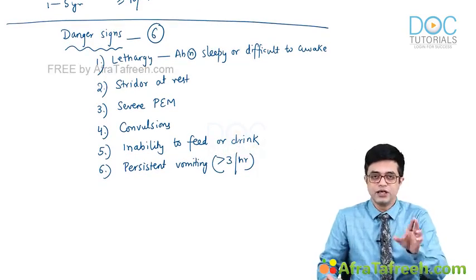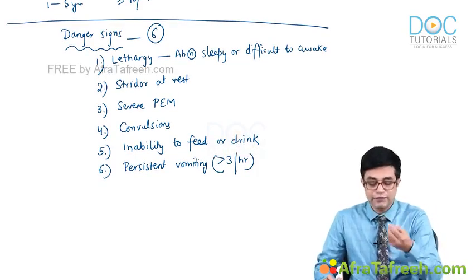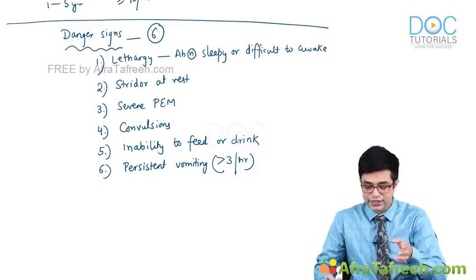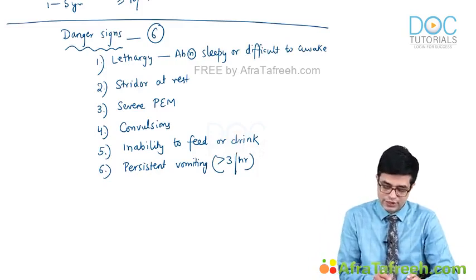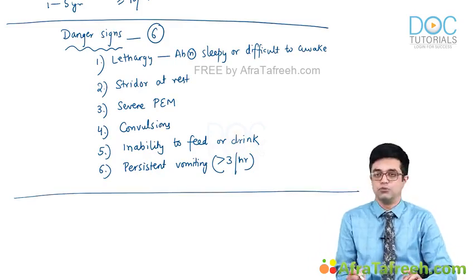So, respiratory feature, febrile child, any one danger sign, even if tachypnea or chest indrawing is not present, you will call it severe pneumonia in the patient. So, this is how you make the diagnosis of pneumonias.